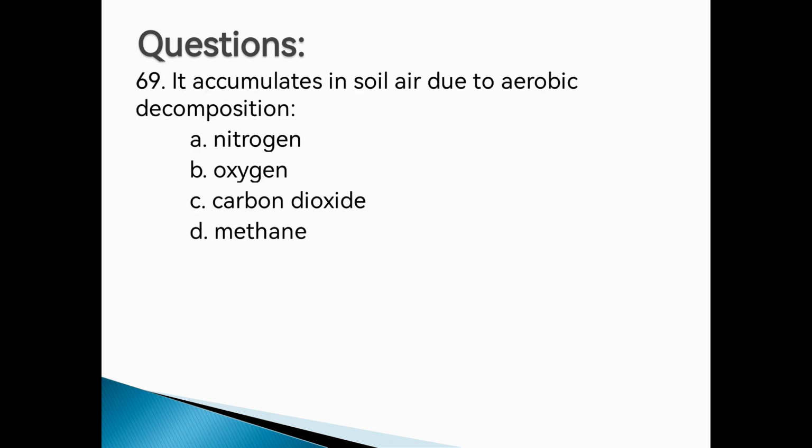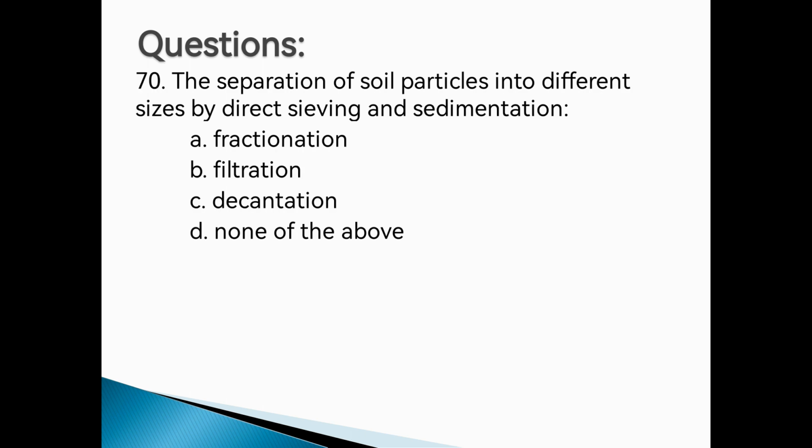Number 69. It accumulates in soil air due to aerobic decomposition: A, nitrogen, B, oxygen, C, carbon dioxide, D, methane. The correct answer is C, carbon dioxide. Number 70. The separation of soil particles into different sizes by direct sieving and sedimentation: A, fractionation, B, filtration, C, decantation, D, none of the above. The correct answer is A, fractionation.